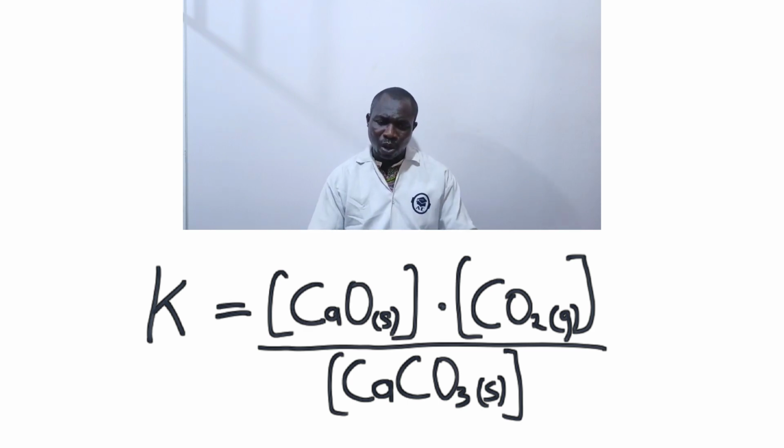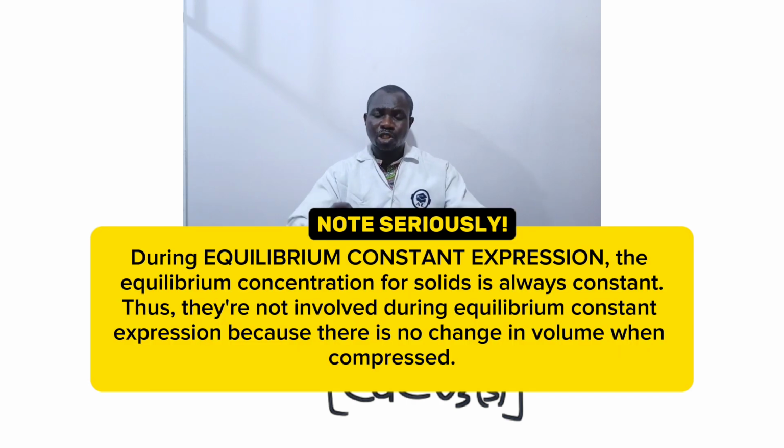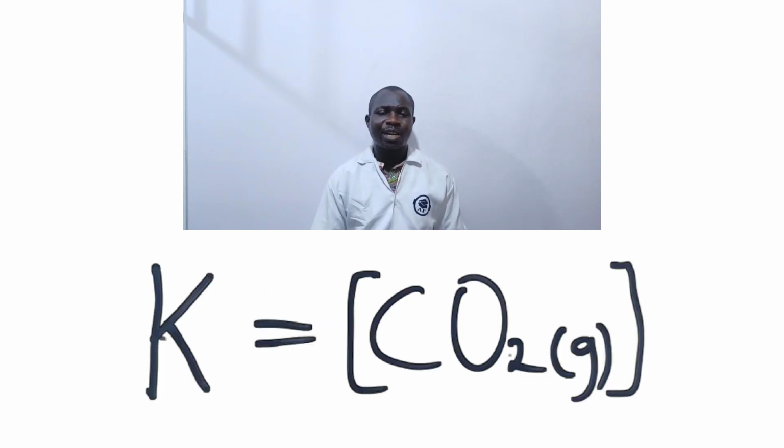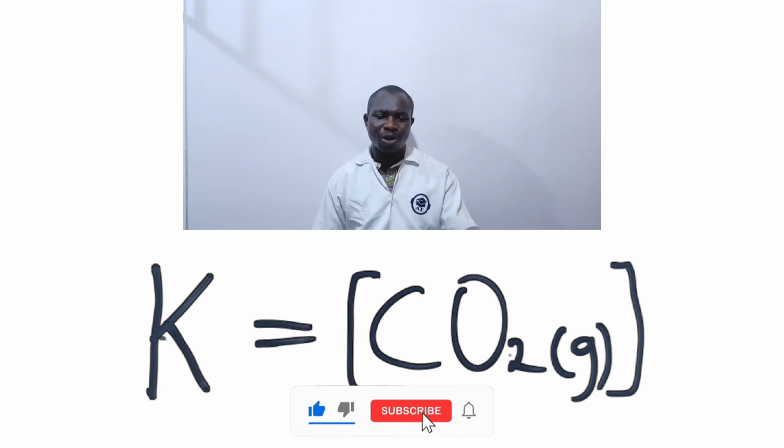Remember that calcium oxide is solid and calcium carbonate is also what? Solid. Students should note that the equilibrium concentration for solids is always constant. They are not involved in the equilibrium constant expression. On that note, the only concentration there is CO2 gas. So equilibrium constant K is what? CO2, what? Gas. While the concentrations of calcium oxide solid and calcium carbonate solid have been neglected because there is no change in volume of solids when compressed.